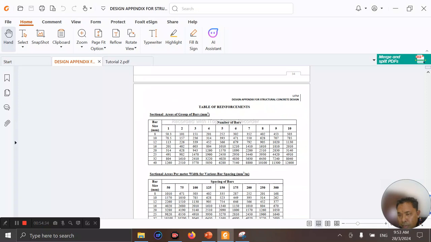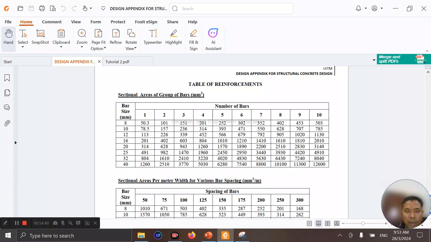So this table is listing the number, the bar size, diameter of the bar. Kita ada 8, 10, 12 sampai 40. Tapi jarang kalau orang guna 40 ni. Biasanya daripada 8 sampai 32 ni biasa. And then on the horizontal part is the number of bar, berapa bilangan bar yang nak pakai. Contohnya, kalau saya pakai sebatang besi dengan diameter 8, area of steel adalah 50.3 millimeter squared. Macam tu cara nak baca dia.